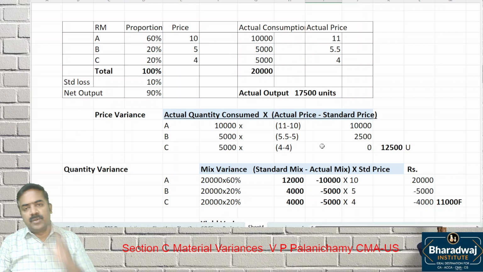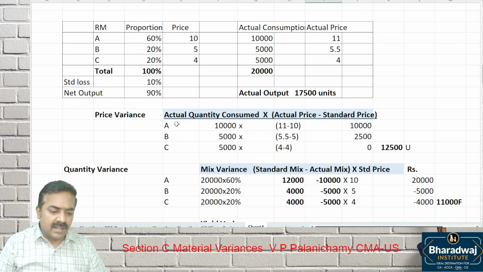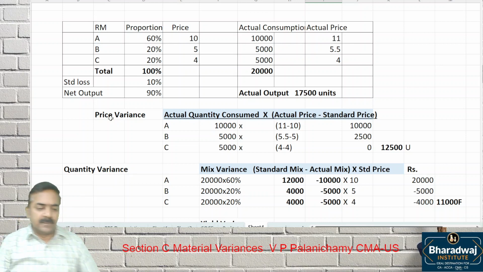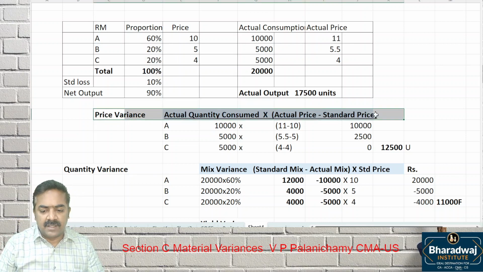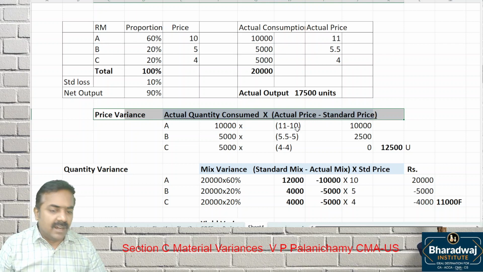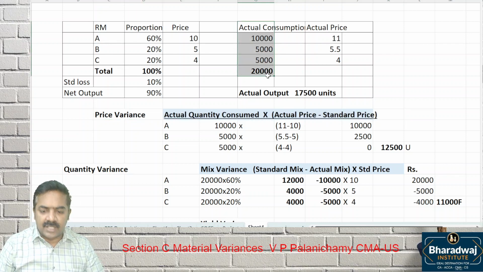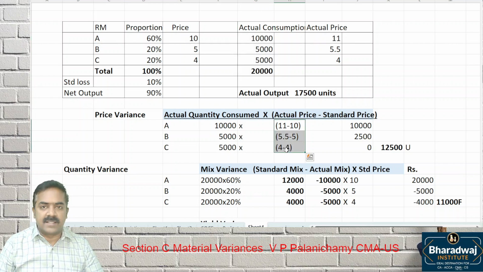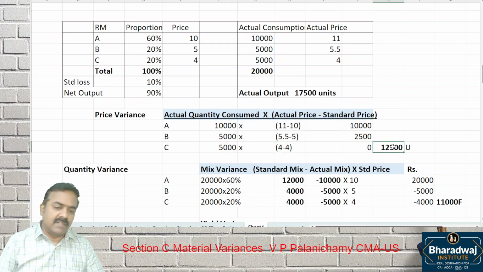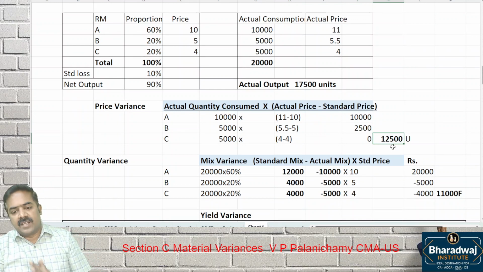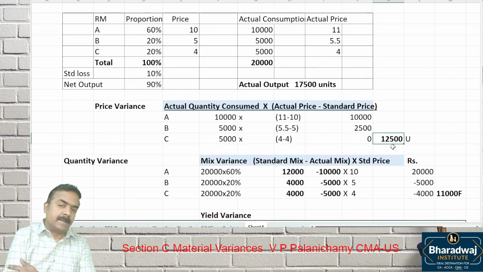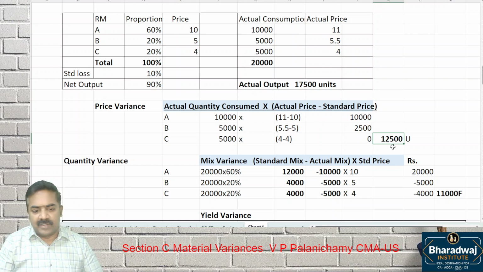Then we went on to analyzing the particular variances, like variances with respect to raw material. What variances are possible? Number one, the price variance. How to work out the price variance? The actual quantity consumed into actual price minus standard price will give us the variance. With respect to cost variances, if you spend more, it is unfavorable.